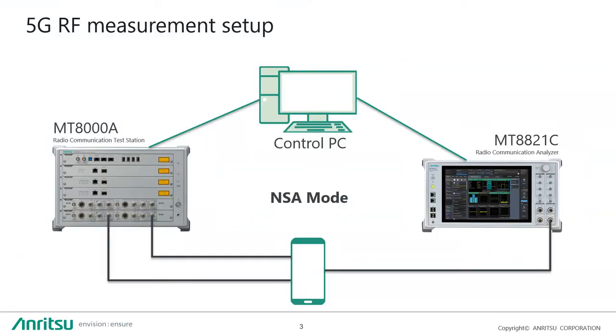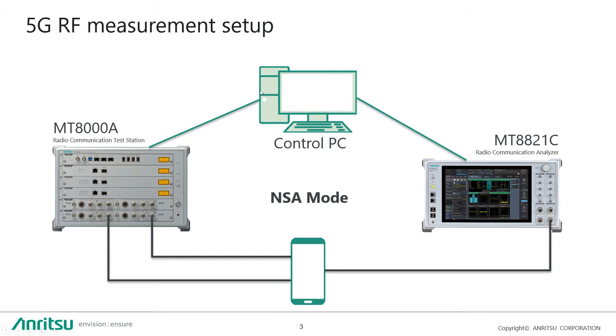In our 5G RF measurement setup, we have four components. First is Anritsu Radio Communication Test Station, MT8000A, responsible for 5G NR simulation and measurements. Second is Radio Communication Analyzer, MT8821C, responsible for simulation and measurements of LTE technology. Additionally, it also supports simulation and measurements of GSM, WCDMA, CDMA2000 and CDMA technology.